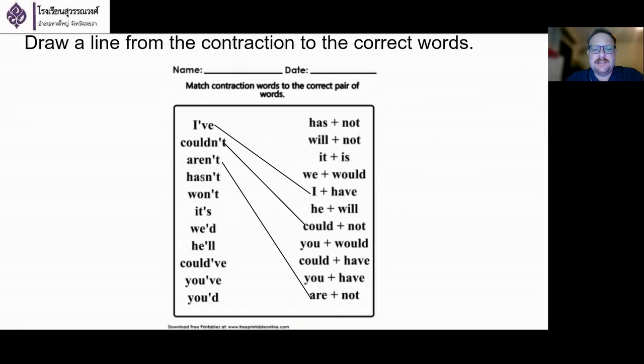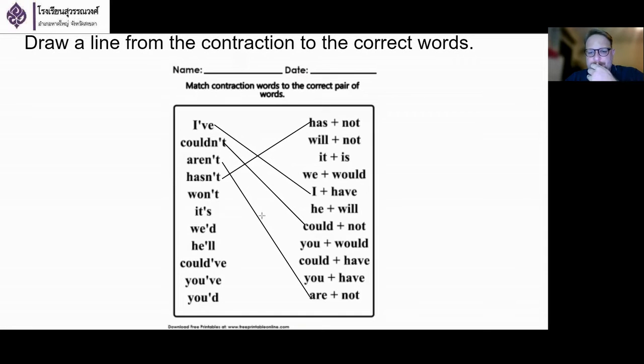Hasn't, has not, hasn't. He hasn't finished his homework. He has not finished his homework. That's at the very top. Has not. Contraction. Hasn't. Has not. Won't.